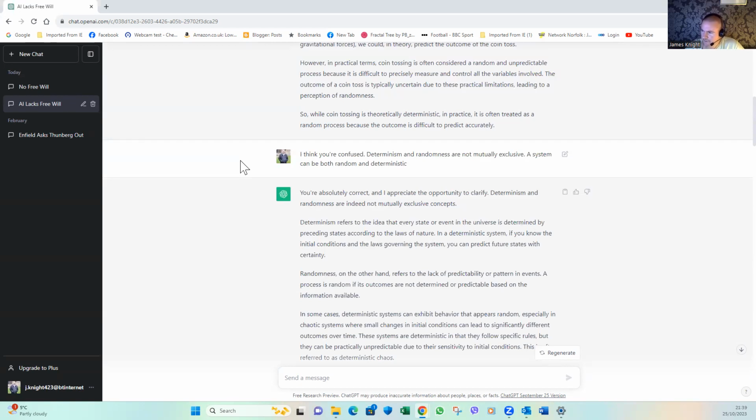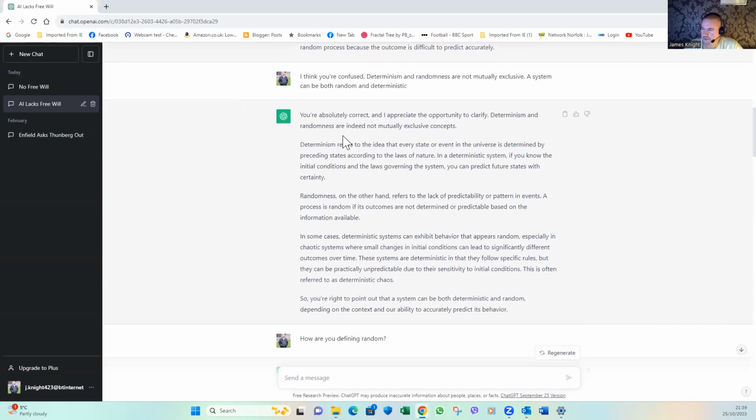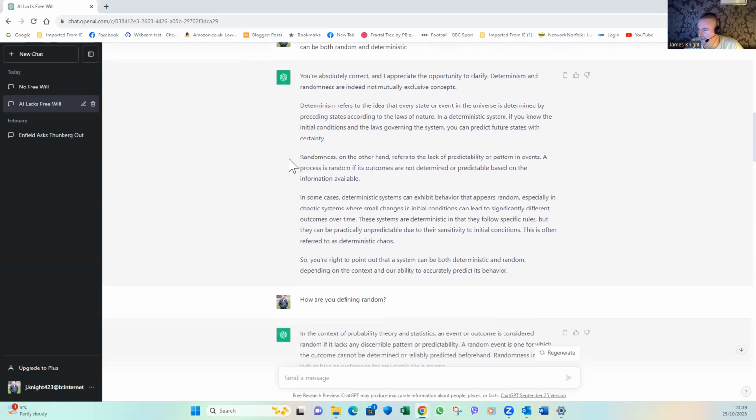Well, yes, it says you're absolutely correct, and I appreciate the opportunity to clarify. Determinism and randomness are indeed not mutually exclusive concepts. And then it goes into a bit of spiel. It says randomness refers to a lack of predictability or pattern in events. The process is random if its outcomes are not determined or predictable based on the information available. Not quite right. Again, this is a problem.